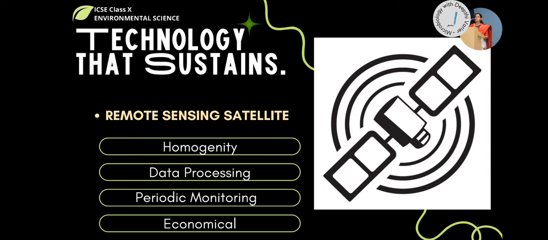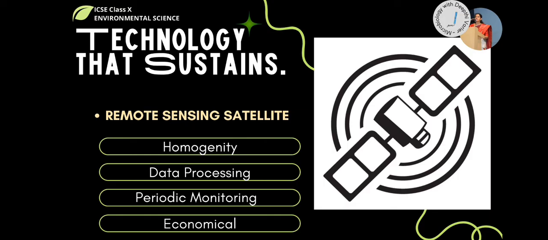Now the advantages of using a remote sensing satellite over manual data collection are that there is consistent data collection. So there is homogeneity. They collect the data in a very consistent manner in comparison to manual data collection. The data processing in computer becomes very easy because when the satellite is collecting the data, it's already in digital form. So it reduces the work of human beings to convert it from paper into digital form. A lot of the computer processing becomes easier and faster.